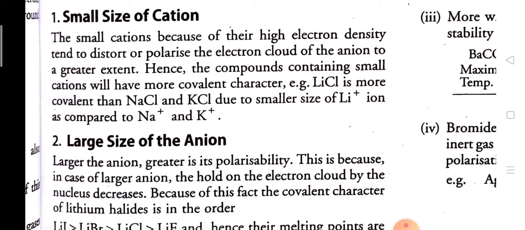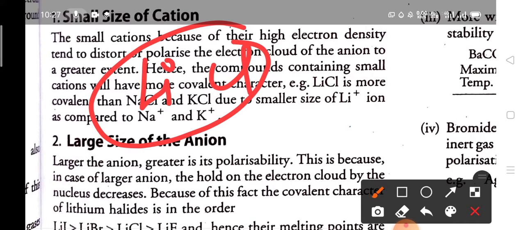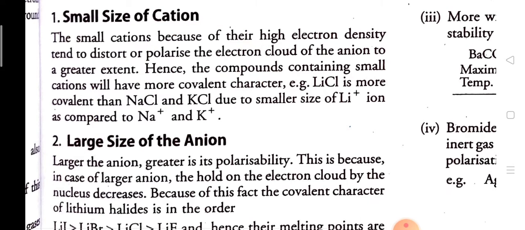The first one is the small size of the cation. Small cations, because of their high electron density, tend to distort or polarize the electron cloud of the anion to a greater extent. Hence, compounds containing small cations will be more covalent. That means molecules which have fewer charges are more covalent, for example LiCl. LiCl is a covalent compound because it contains only one positive charge.